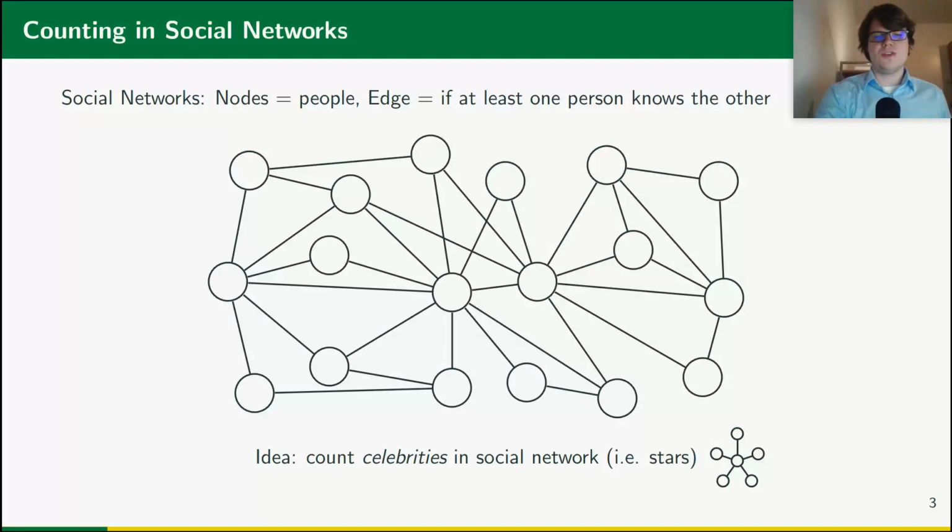One thing that we could be interested in is how many celebrities are in some social network, and from a graph theoretical point of view, a celebrity is simply a star. So in order to figure out how many celebrities there are, we can simply count how many stars there are, and then we can compare this with different social networks.